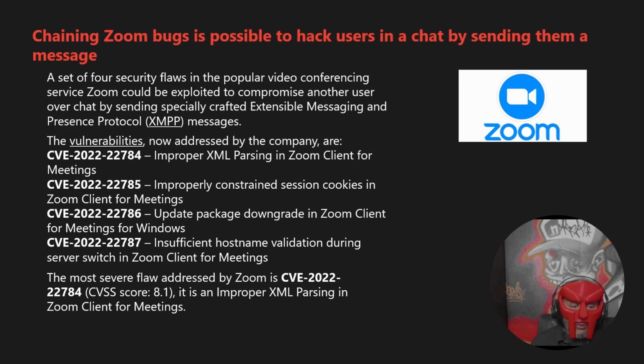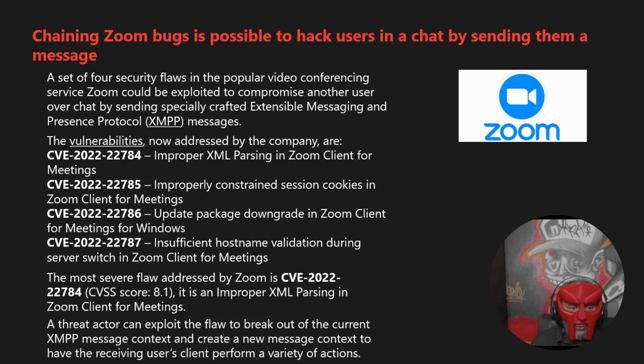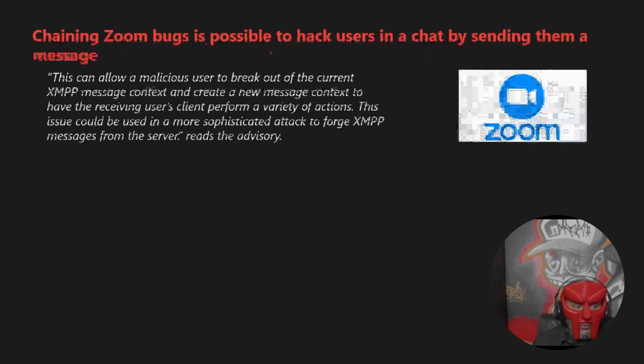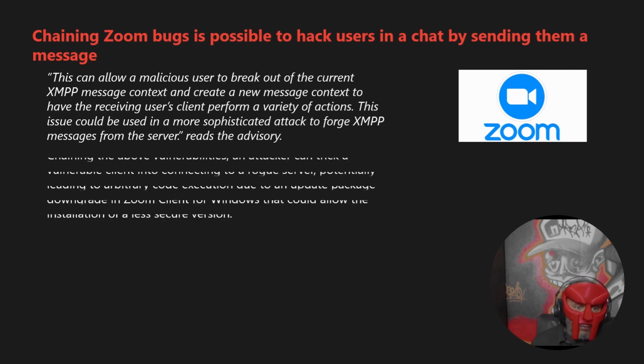The most severe flaw addressed by Zoom is CVE-2022-22784, with a CVSS score of 8.1, an improper XML parsing in the Zoom client for meetings. A threat actor can exploit the flaw to break out of the current XMPP message context and create a new message context to have the receiving user's client perform a variety of actions. This can allow a malicious user to break out of the current XMPP message context and create a new message context to have the receiving user's client perform a variety of actions. This issue could be used in a more sophisticated attack to forge XMPP messages from the server, reads the advisory.